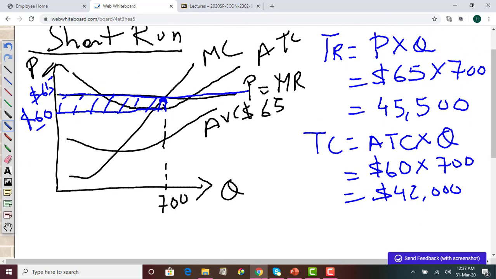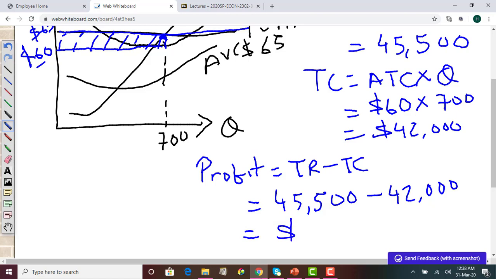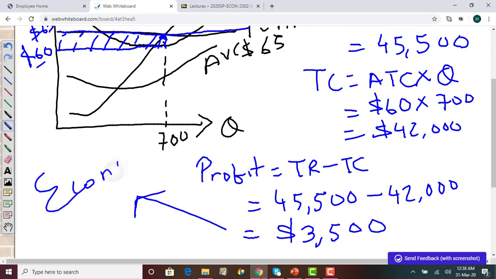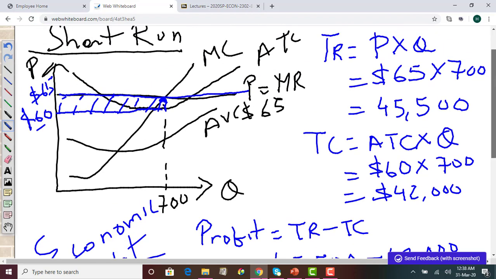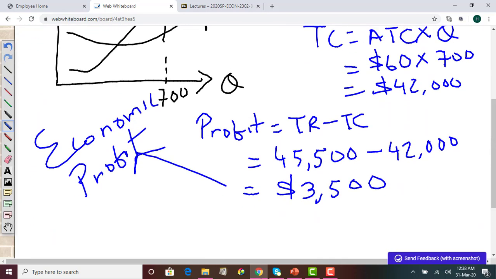Now you know how to calculate profit. Profit we know is equal to total revenue minus total cost, which in this case is 45,500 minus 42,000. It's equal to 3,500. So that's the economic profit you're making in the short run, because it's more than zero, right? It's more than zero, so we are making economic profit, and this will only be in the short run. Okay, so in the short run, you're making an economic profit of $3,500.